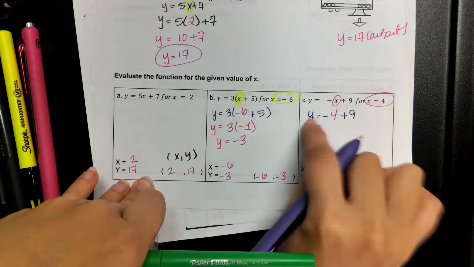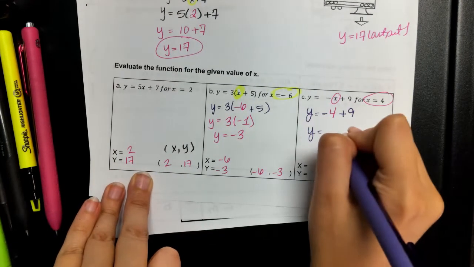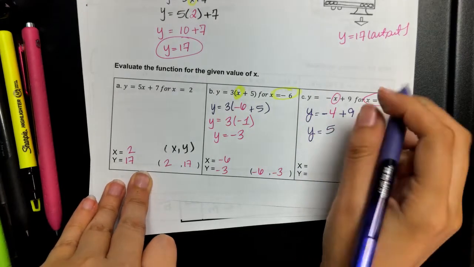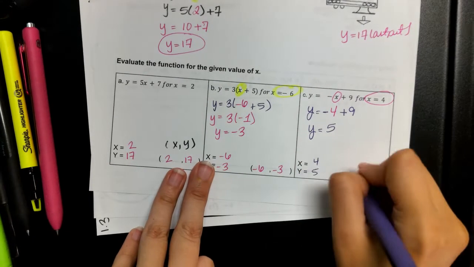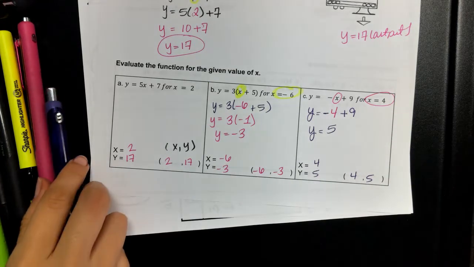And then you solve. There's no parentheses, it's just regular addition. We've done integers day, so we know negative 4 plus 9 is 5. So for x is 4, y is 5. Or coordinate points 4, 5. So that's evaluating a function.